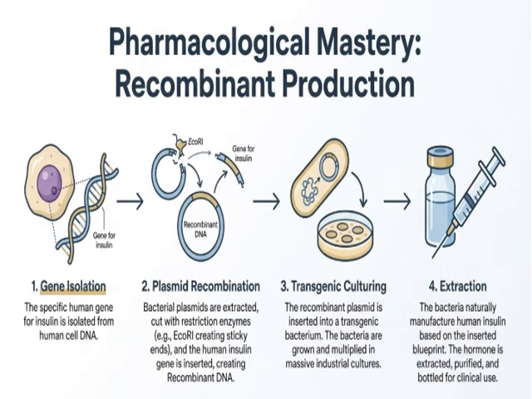So the process begins with isolating the human gene that codes for the A and B chains of insulin, and separately we take a bacterial plasmid and use a restriction enzyme to cut it open. Then they insert the human insulin gene into this plasmid, creating what we call recombinant DNA, and these recombinant plasmids are inserted back into the E. coli, and these bacteria act as microscopic factories.